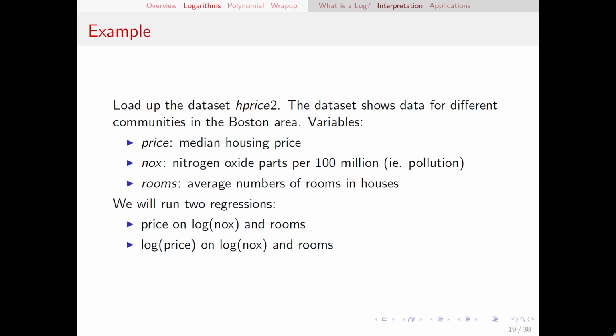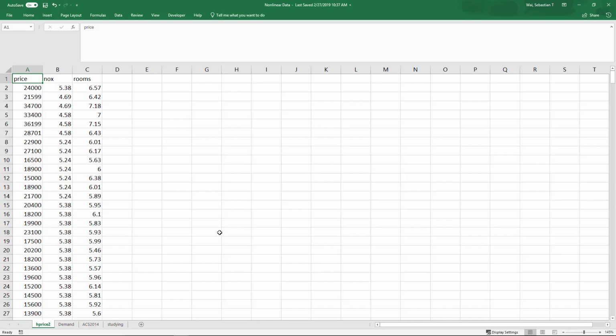We're going to go over to Excel and run two regressions. We are going to regress the price on the log of NOx and rooms, and then we're going to regress the log of price on the log of NOx and rooms. The first thing that we're going to have to do is calculate those logs.